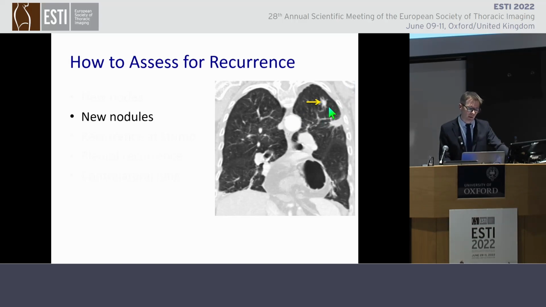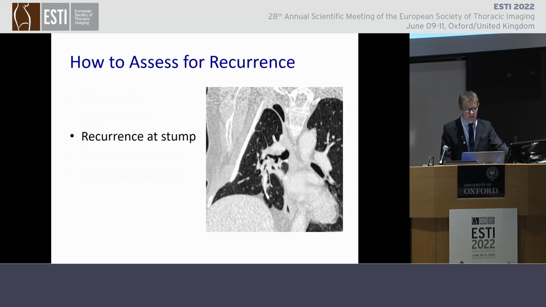New nodules are relatively easy to detect. MIP imaging is obviously helpful. If it's an isolated abnormality, we will usually define this as a new primary lung cancer and try and treat it aggressively. Now, recurrence at the stump is the least common site of local recurrence, but as I said, it's the one we're asked about most frequently.